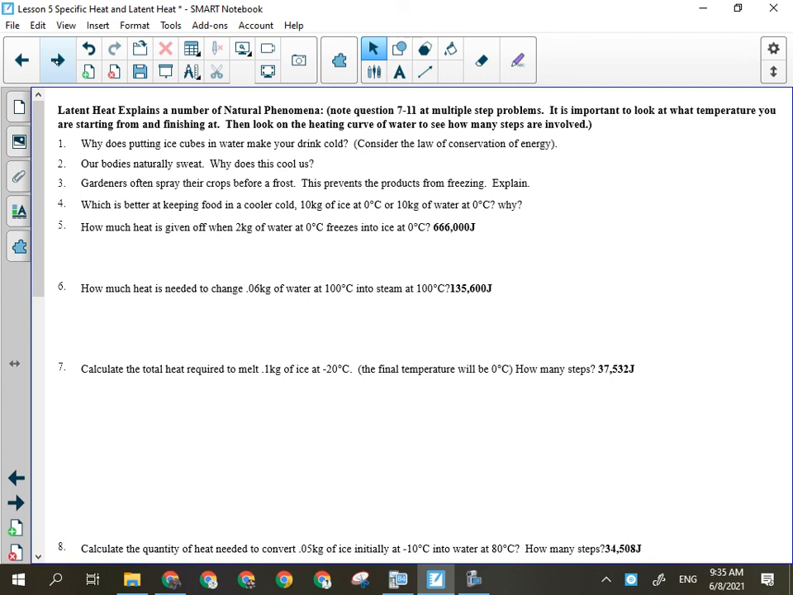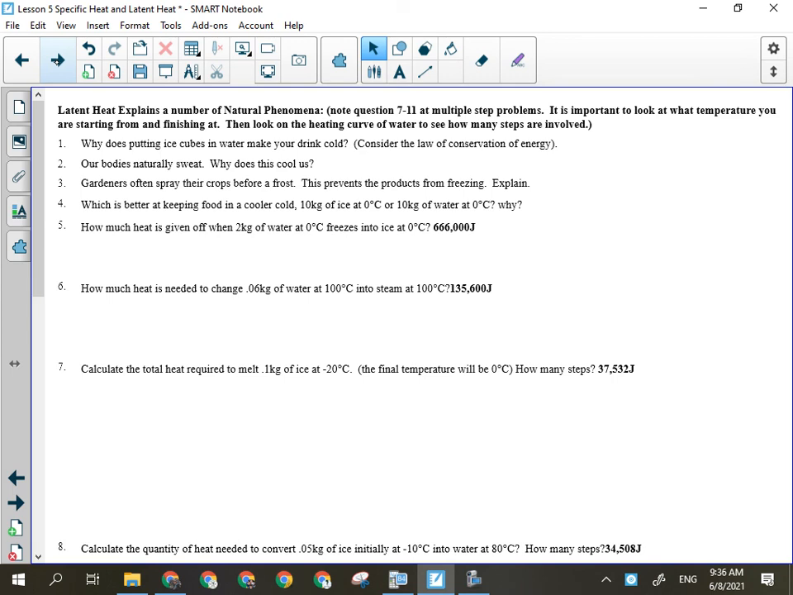All right, which is better at keeping food in a cooler cold? 10 kilograms of ice at 0 degrees Celsius or 10 kilograms of water at 0 degrees Celsius? This is a common sense question. When was the last time you saw somebody fill a cooler with water? And, I'll put all my food in there and I'm just going to fill it with water. Okay? Nobody does that. A, that's dumb because you get everything all wet. Okay? But it also isn't going to absorb as much energy.